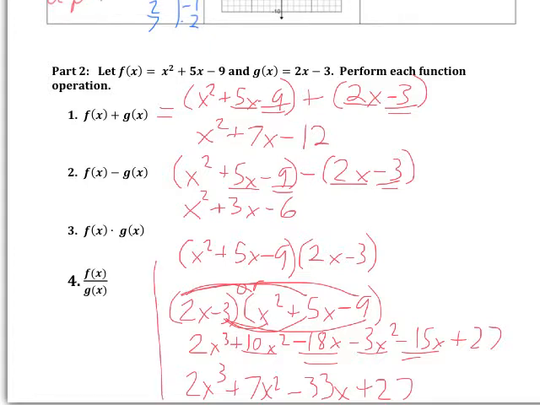Number 4 is f of x over g of x. There's really not a lot to say about that one. You just put x squared plus 5x minus 9. That's the f function right on top, and the g function on the bottom. And that is the end of that. That's done.